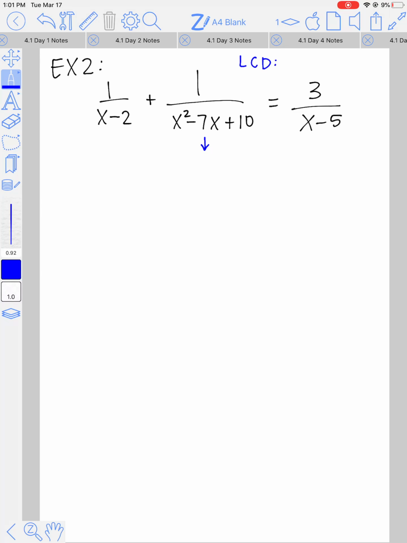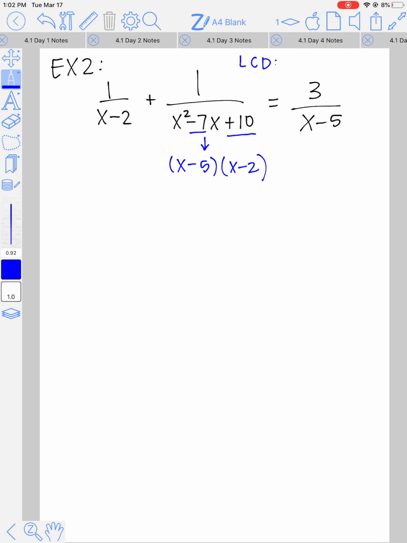Okay, so when we're factoring a quadratic function, remember a quadratic function is something that has this x squared in it. I want to find two numbers that are going to multiply to be positive 10 and add to be negative 7. It just so happens that negative 5 and negative 2 are going to do that for us. So we'll have x minus 5 and x minus 2.